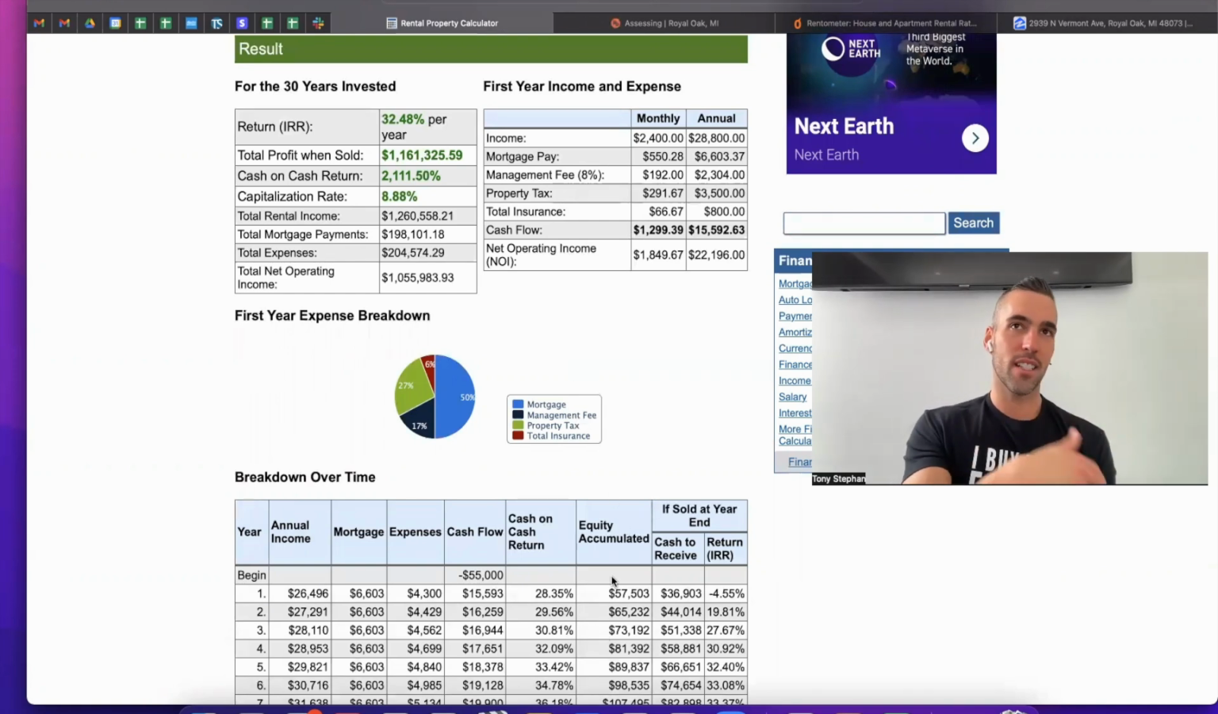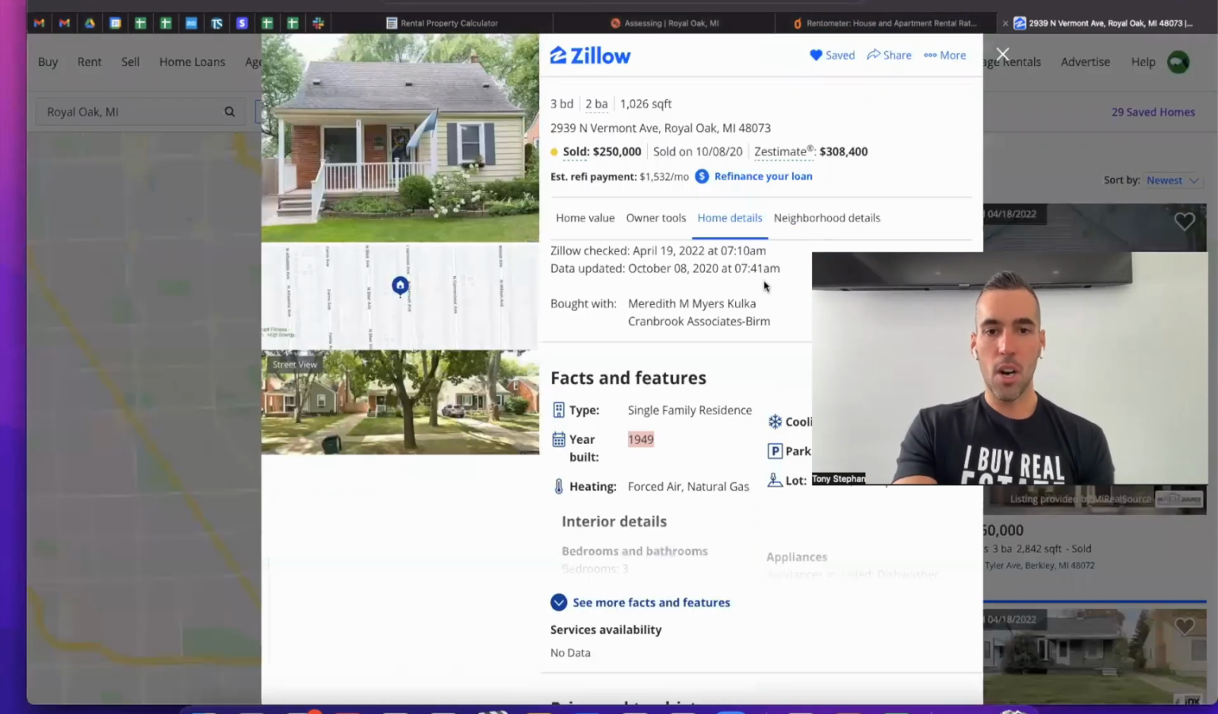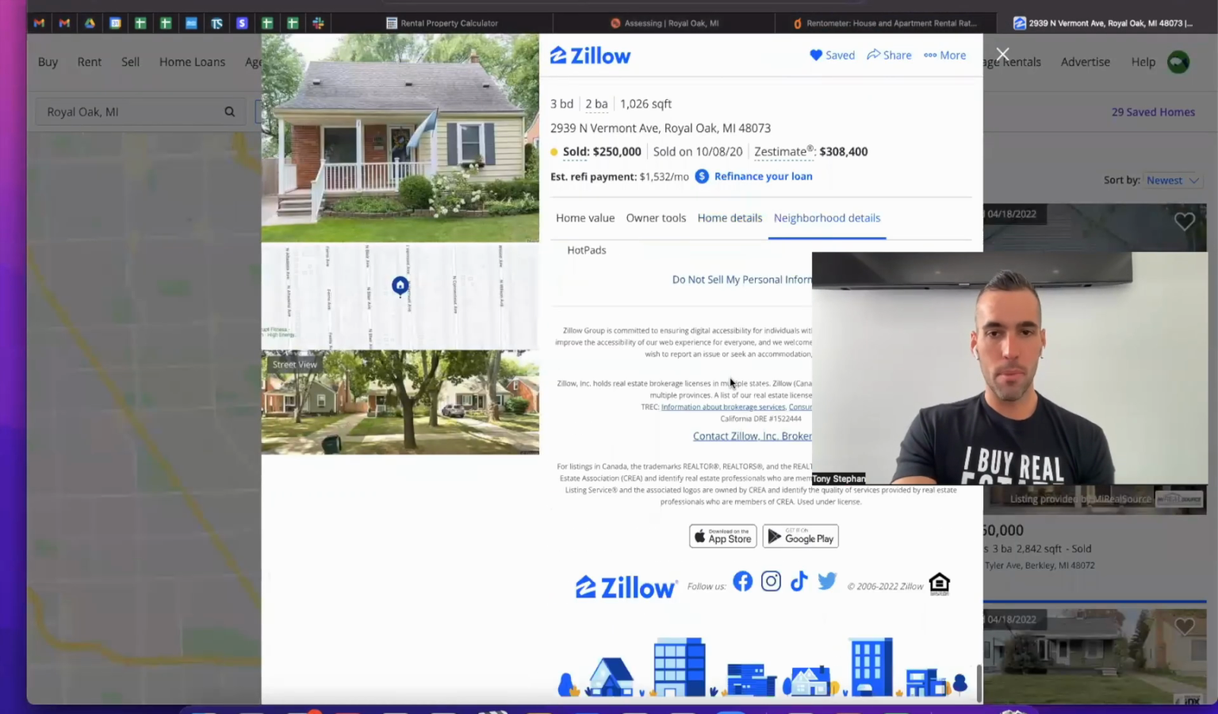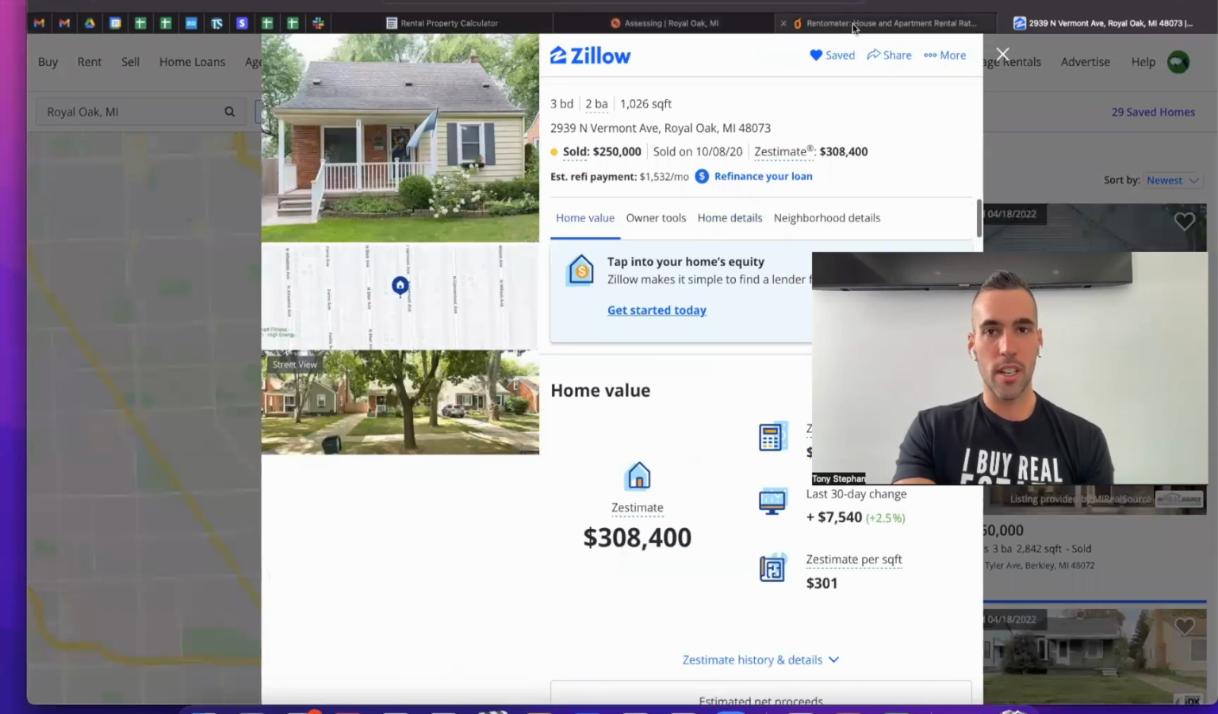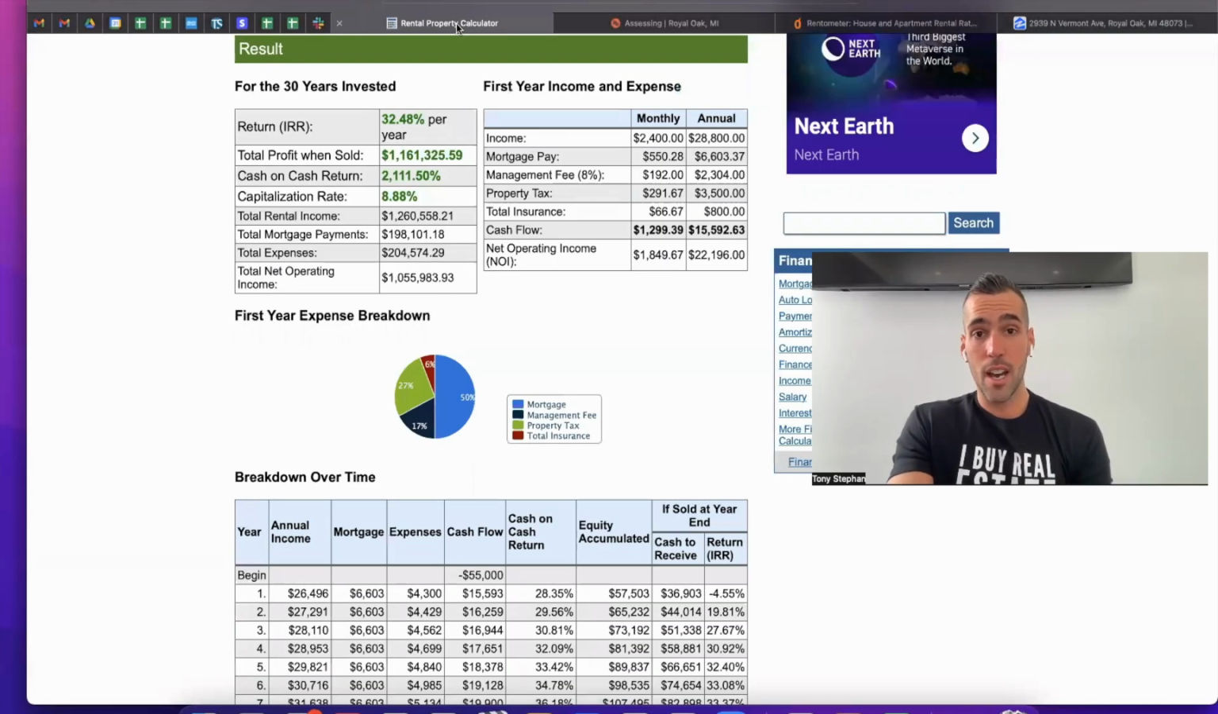I don't care if it's a 6, 7, 8%. I buy in good areas. Royal Oak, Michigan, I know is only going to go up and up and up and up in value. So I'm not super concerned on $400 or $1,200 is nice, but I'm not super concerned on that. So you have to know what's right for you.